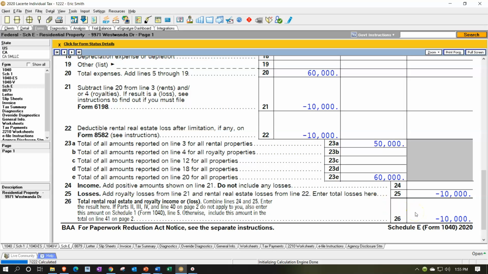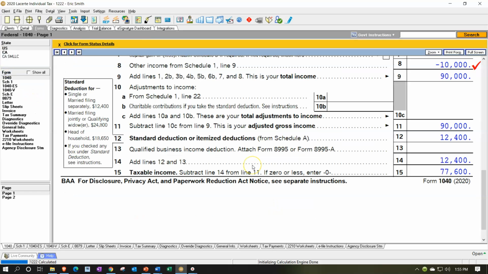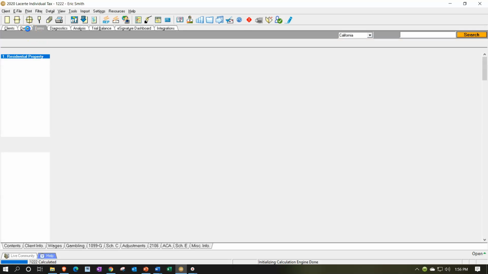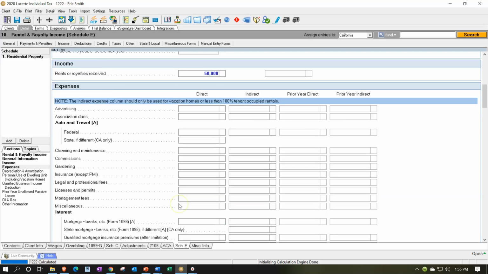Now that loss is subject to the passive activity rules, but we're able to take it if we're actively participating. And so that means that that loss is then flowing into the Form 1040, and there's going to be our loss. We're taking that loss then against the W-2 wages. And we're taking that loss against the W-2 wages in essence because we're assuming we have the active participation.